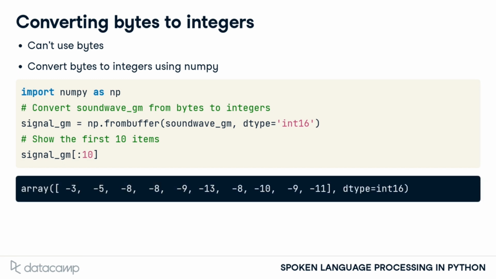Much better, but we're only looking at the first 10. Can you guess how long the whole array is? Remember how frequency is a measure of information per second? Our Good Morning sound wave has a frequency of 48 kilohertz, a length of 2 seconds, and thus 96,000 pieces of information. So, this array only shows the first 10 of those 96,000.